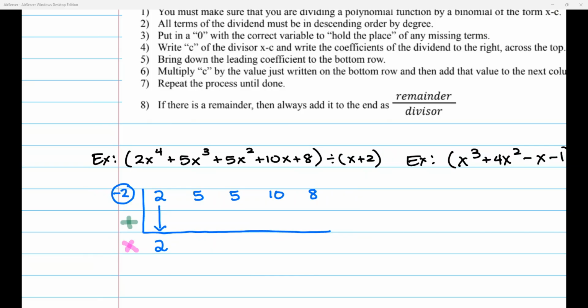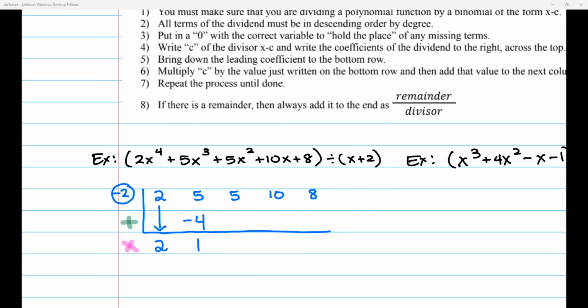That means I'm going to take this -2. This is why I have this here. I'm going to multiply it by this +2. -2 times +2, the answer I get is a -4, and I write that number up on the next section right here. Now, I have a -4 in here. What am I going to do with the -4? That's why I have this symbol here. I'm going to add these two numbers right here, 5 plus -4, and the answer I get is +1.